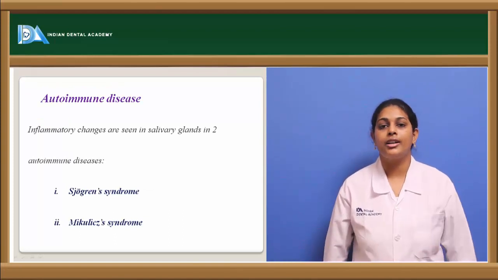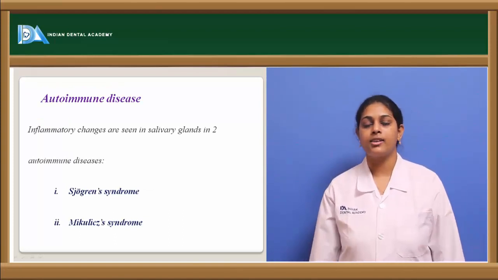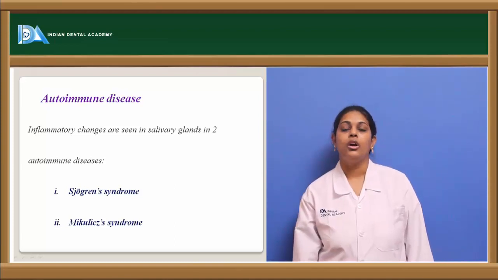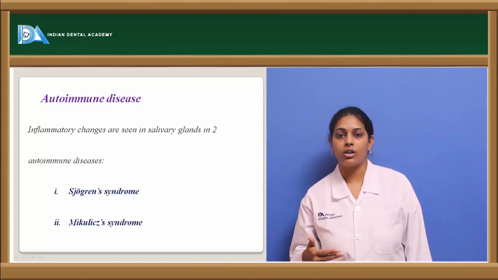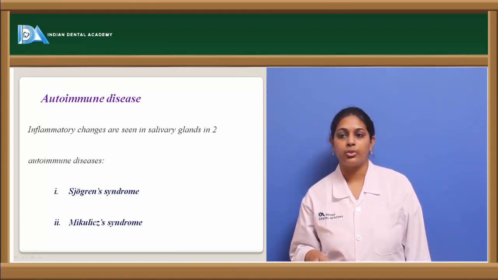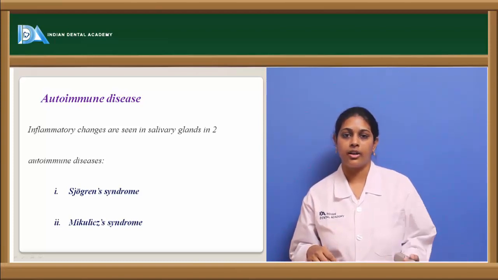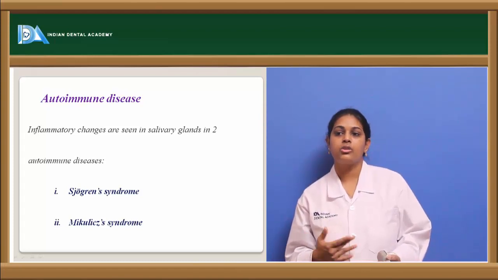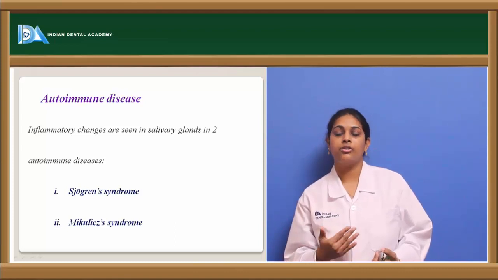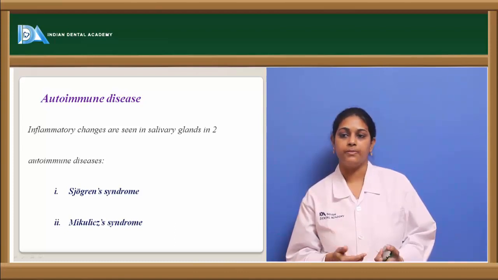Coming to autoimmune diseases and their importance in sialadenitis, inflammatory changes are seen in the salivary glands in two autoimmune diseases, mainly Sjogren's syndrome. Sjogren's syndrome shows a triad of symptoms: keratoconjunctivitis sicca, that is dryness of the eye; xerostomia; and the third feature, rheumatoid arthritis. Xerostomia in turn might result in sialadenitis, so it is one of the etiological features for sialadenitis to occur.